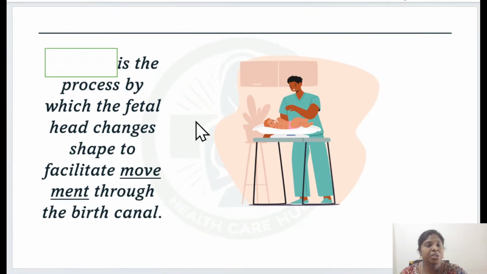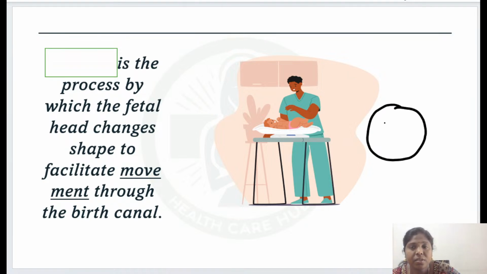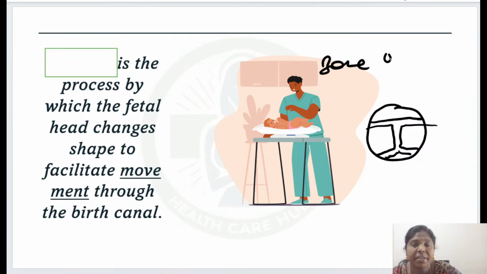Then, dash is the process by which the fetal head changes shape to facilitate movement through the birth canal. See, the fetal head, you usually know the fetal scalp, right? This is how the fetal scalp looks. It will be in a diamond shape opening, right? The bones will not be complete. The bone ossification is incomplete.